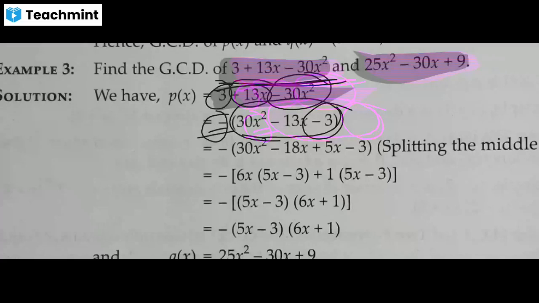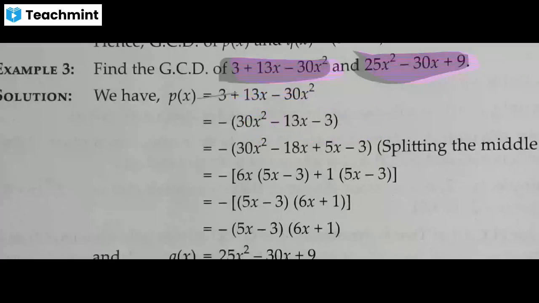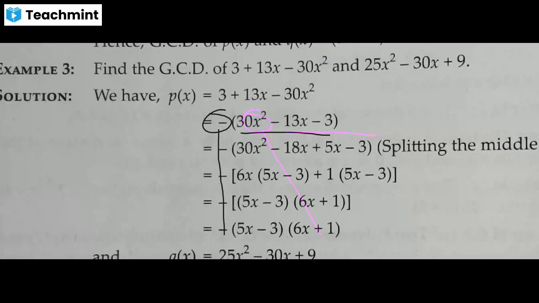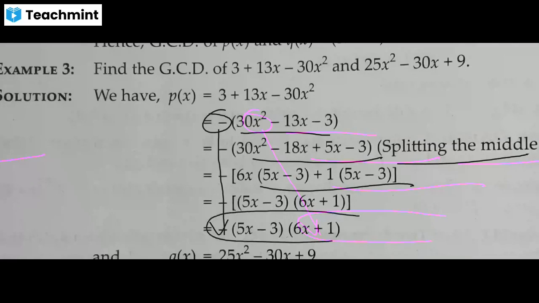That means concentrate on this 30x square minus 13x minus 3, as if you don't see this minus. It's only a matter of writing minus till the end, simply writing the minus sign without forgetting. That's all. What is inside the bracket is now 30x squared minus 13x minus 3. After splitting the middle term, we get this one. Now finally, this is the factorized part.